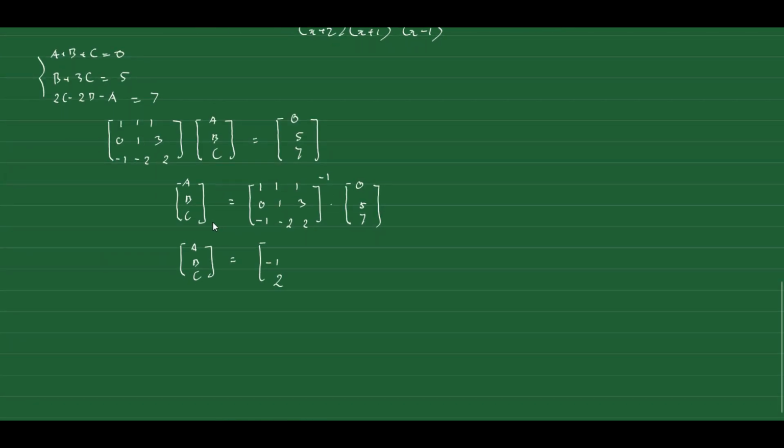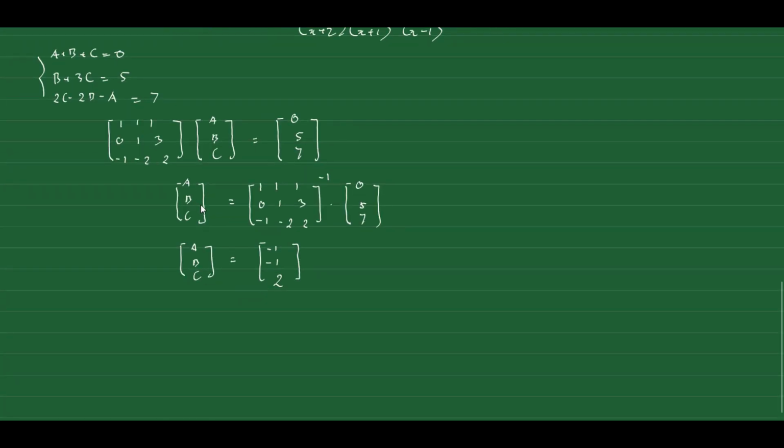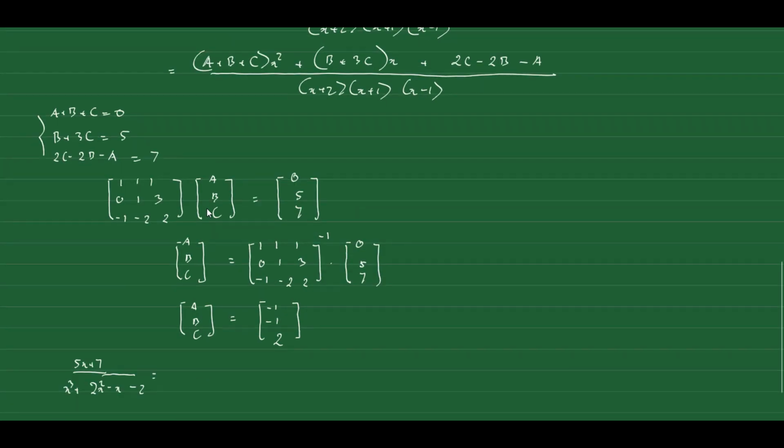Will be negative 1. X plus 2 will be negative 1 also. So you have A, B, and C, and at the end your rational expression will be something like this: 5x plus 7 over x to the third plus 2x squared minus x minus 2. Okay, and your A will be minus 1 over x plus 2.